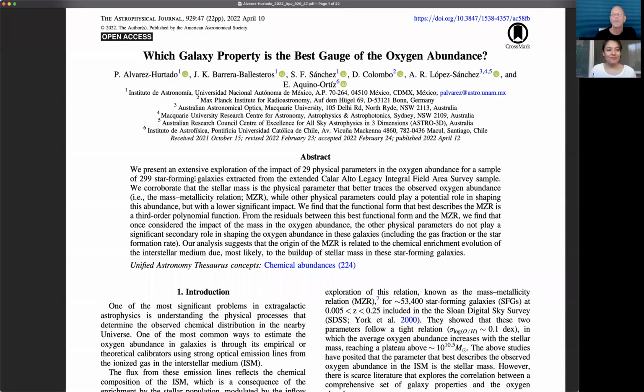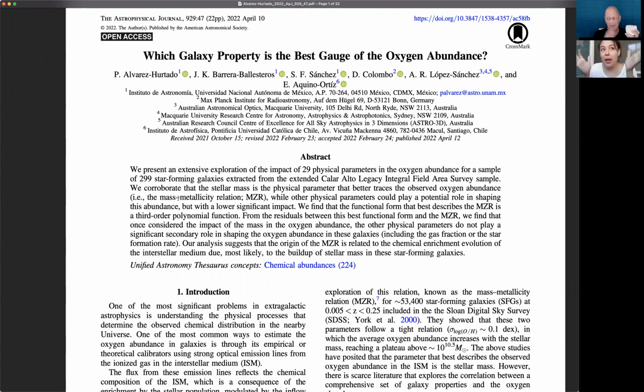And part of that thesis is probably going to be this very lovely ApJ article. It's open access, people. You can grab it for free. Go ahead and get it. Which galaxy property is the best gauge of the oxygen abundance? And Paola, take us away.